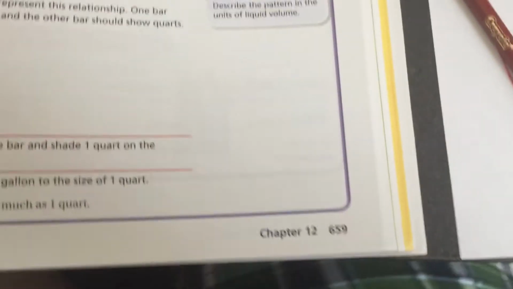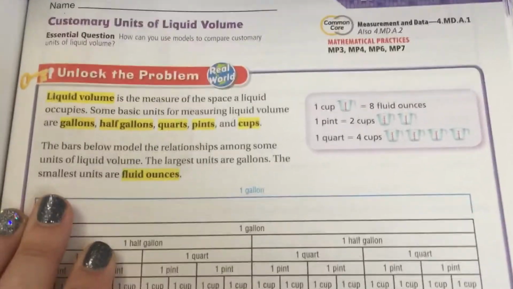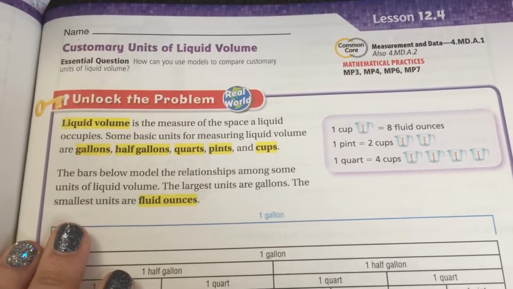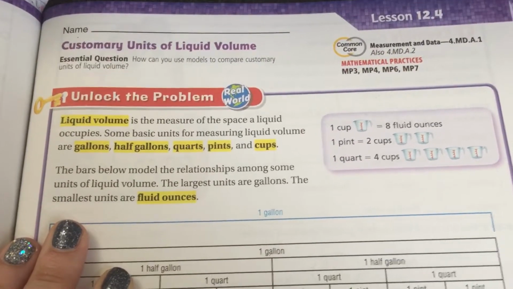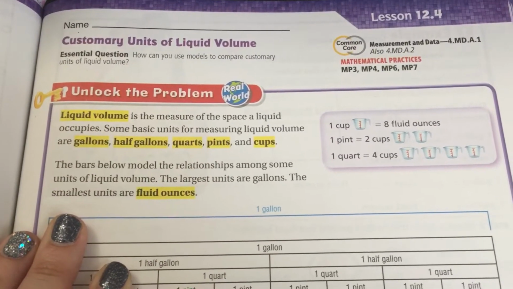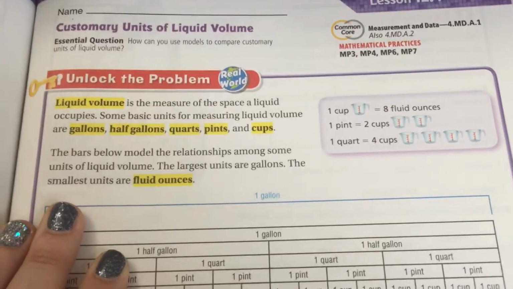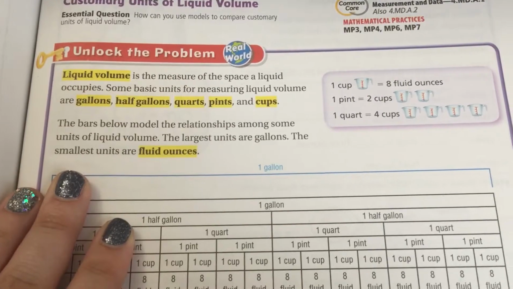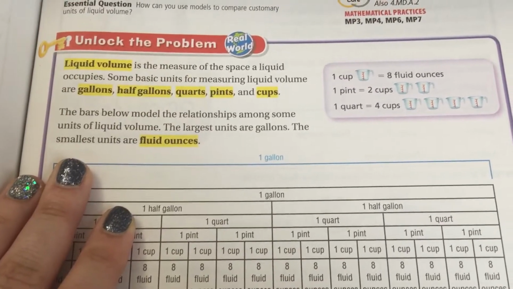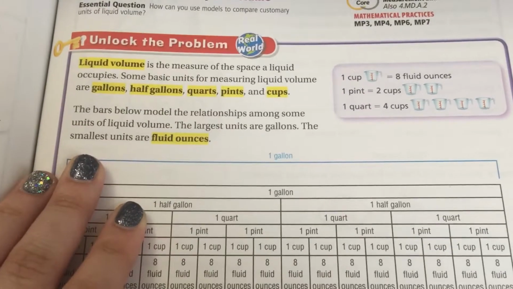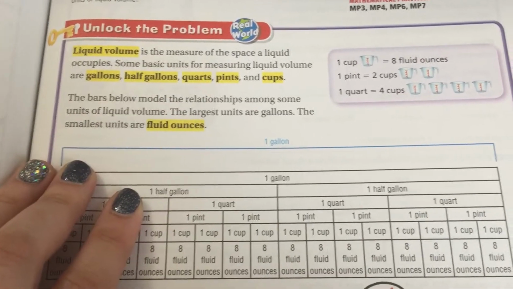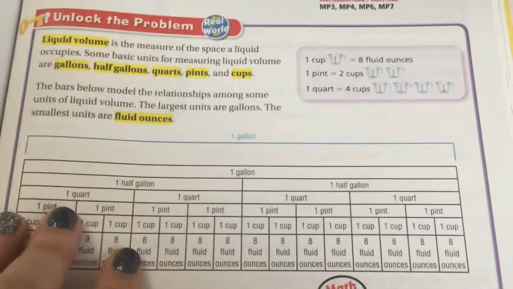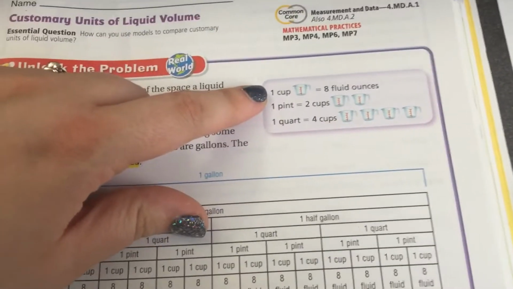So again, I'm back to page 659. And I'm going to read through this with you first. It says liquid volume is the measure of the space a liquid occupies. Some basic units for measuring liquid volume are gallons, half gallons, quarts, pints, and cups. The bars below show the relationship among some units of liquid volume. The largest units are gallons, and the smallest units are fluid ounces. So they give you the conversions up here.